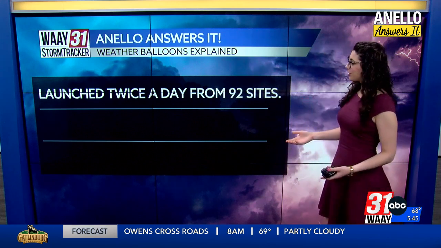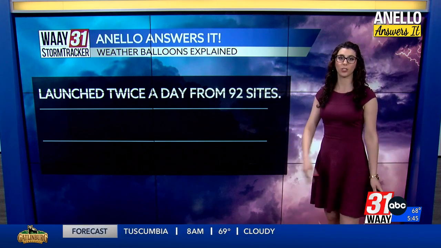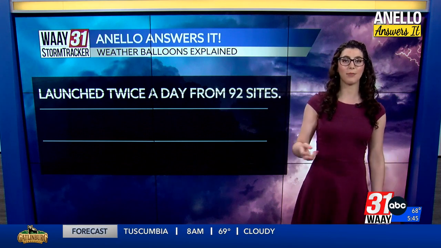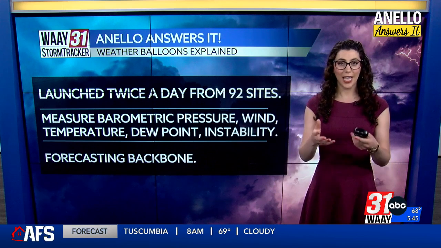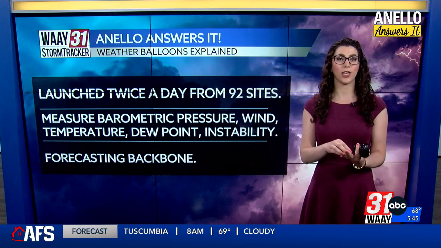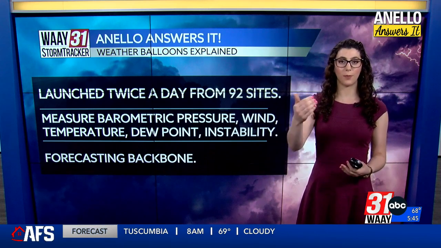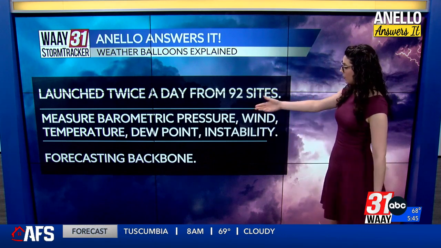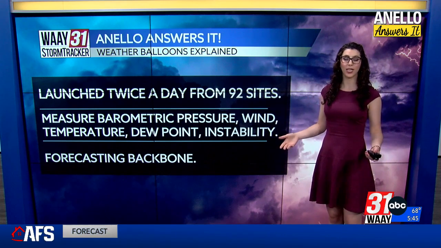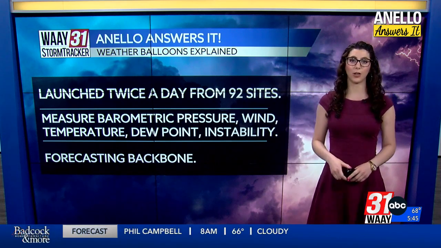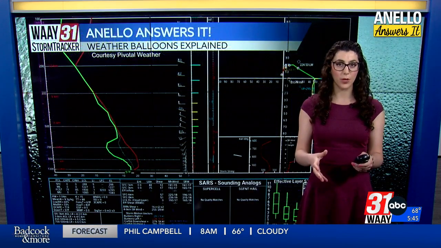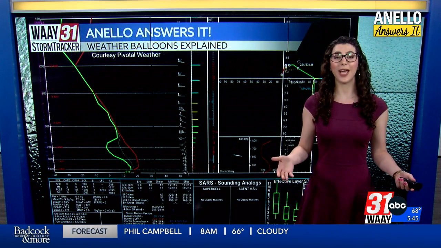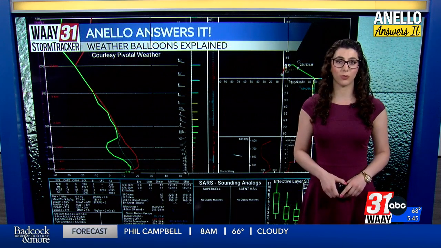The first thing you need to understand is that the National Weather Service launches 2 balloons a day at 6 a.m. and 6 p.m. from 92 different sites around the country. And those balloons have something in them called a radio sonde. As it goes up in the air, it measures things such as the pressure, the temperature, the dew point, and the instability in the atmosphere. These weather balloons are our absolute forecasting backbone. Without them, we would not be able to do anything that we do to get you those forecasts.